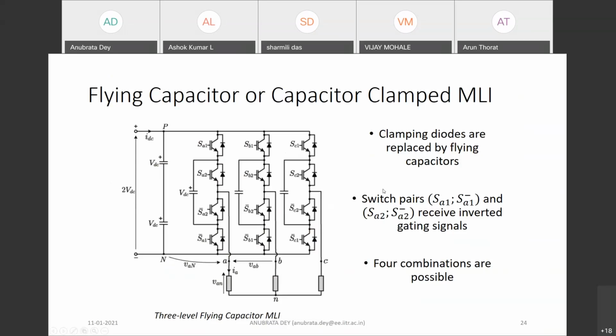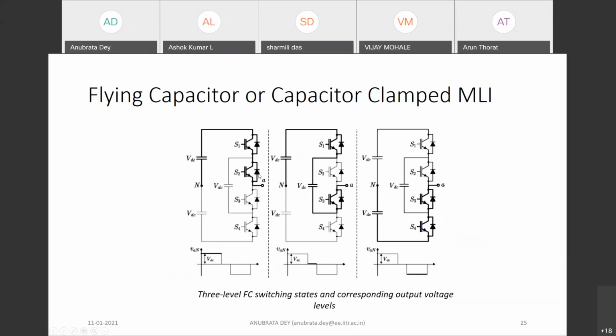Okay, but the common strategy is that the switching pair SA1 and SA2, the topmost and bottommost, should be complementary switching, and as well SA2 and SA2 bar also have complementary or inverted gate signals, and four different combinations are possible. So this is one: when you want to have a plus VDC, you need to switch both of the top two switches. Similarly for the bottom level, you have to switch both the bottom switches.